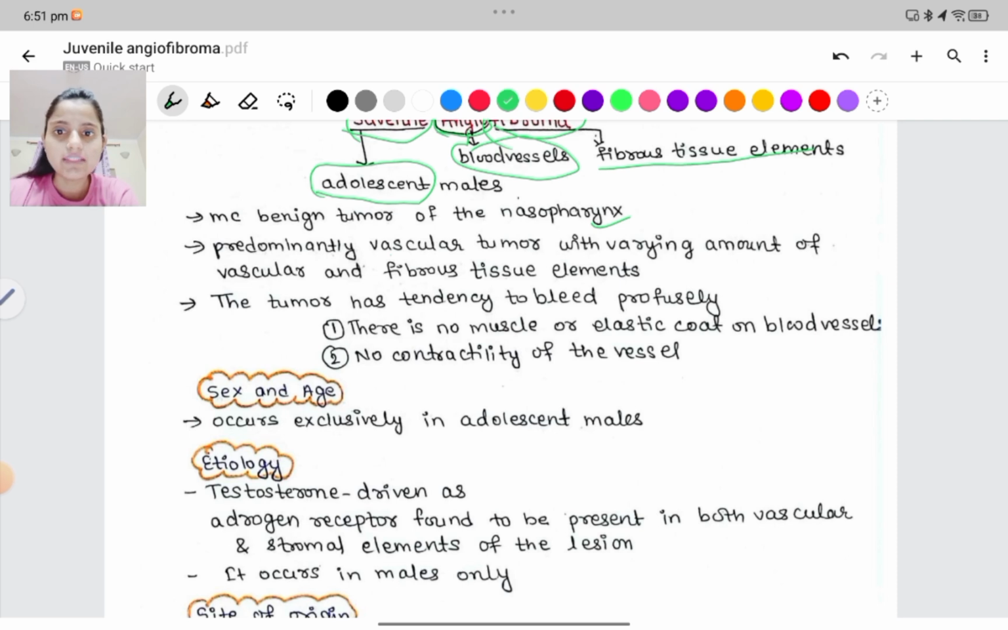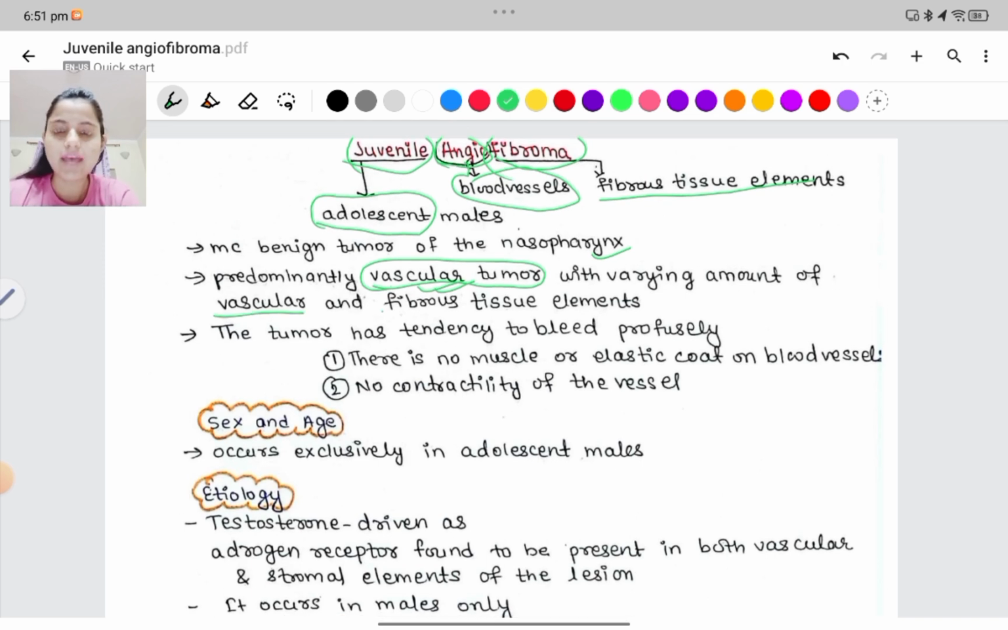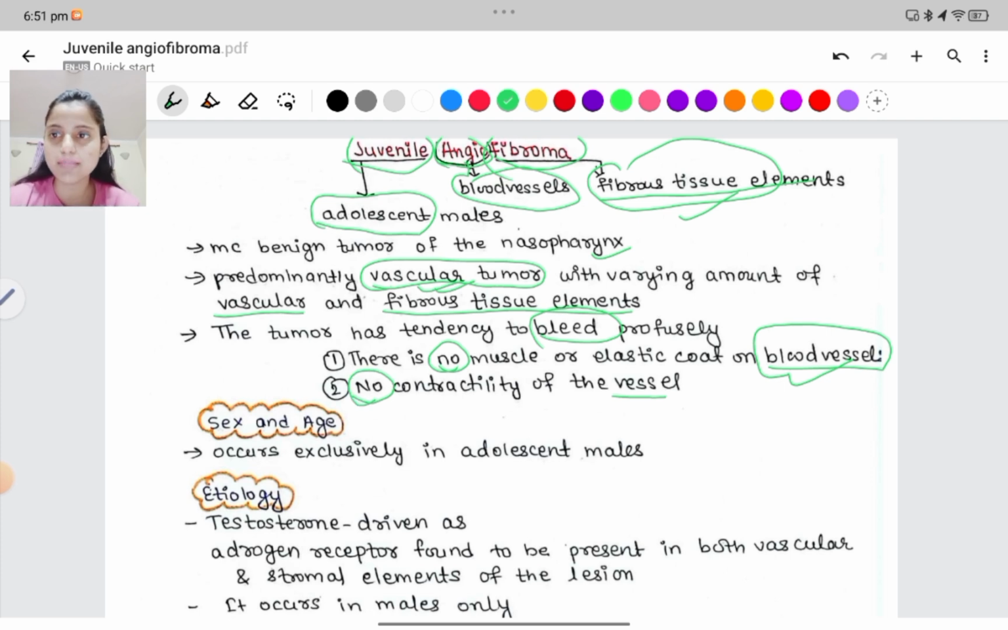It is predominantly a vascular tumor, as the name says, with varying amounts of vascular and fibrous tissue elements. The tumor has a tendency to bleed. As it is a vascular tumor, it can bleed profusely because there is no muscle or elastic coat on the blood vessels, so there is no contractility. So it can bleed profusely.